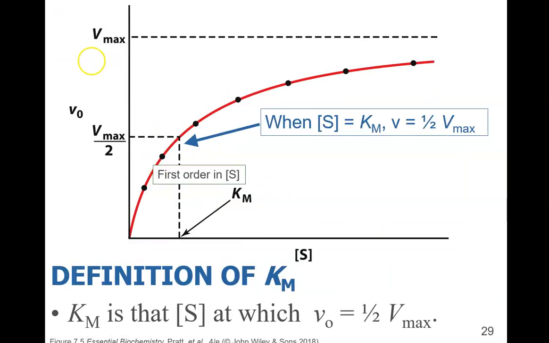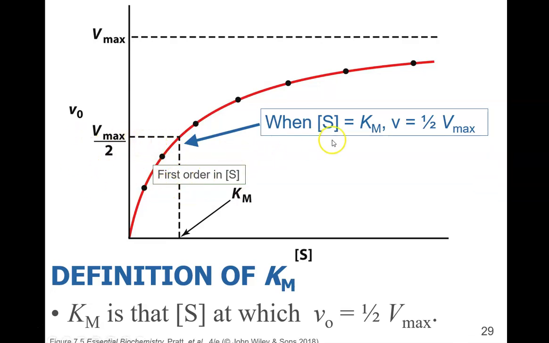So we would say that the reaction is first order in S, and we would say that it's zero order in enzyme, because at this point the enzyme is present in a high concentration, so that means that it doesn't really matter how much enzyme I have.